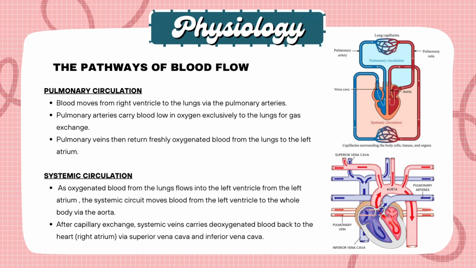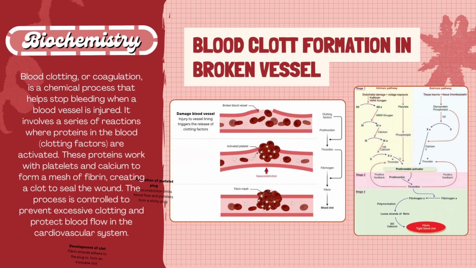For systemic circulation, oxygenated blood from the lungs flows into the left ventricle from the left atrium, and the systemic circuit moves blood from the left ventricle to the whole body via the aorta. After capillary exchange, systemic veins carry the deoxygenated blood back to the heart via the superior vena cava and inferior vena cava. Now, let's dive into the biochemistry that supports its function.